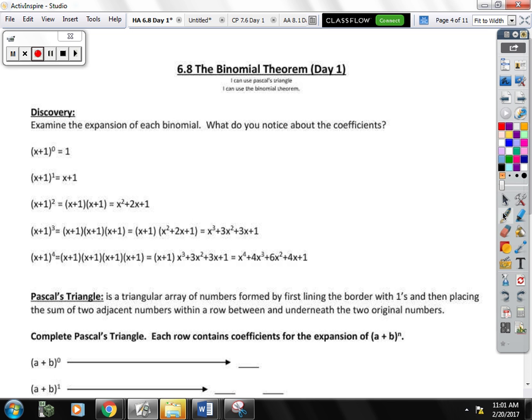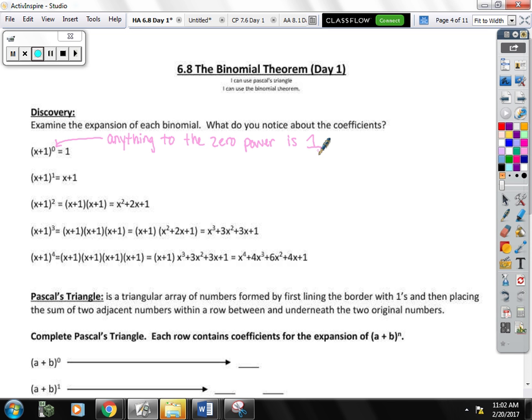So you can see the first one is the quantity x plus 1 to the 0 power is 1. That's an exponent rule that we learned back in Algebra 1. Anything to the 0 power is 1. So 5 to the 0 power is 1. 273 to the 0 power is 1. And whether it be a binomial or an actual number.